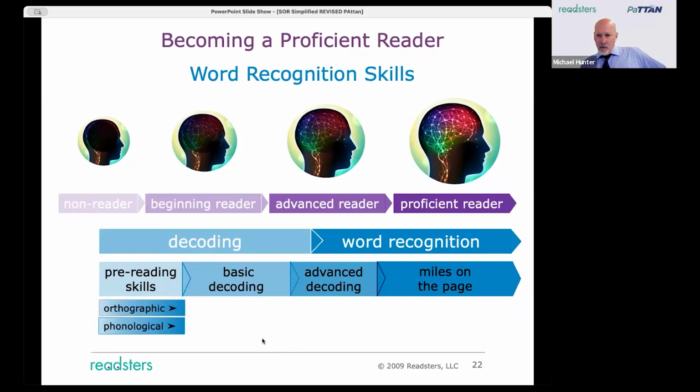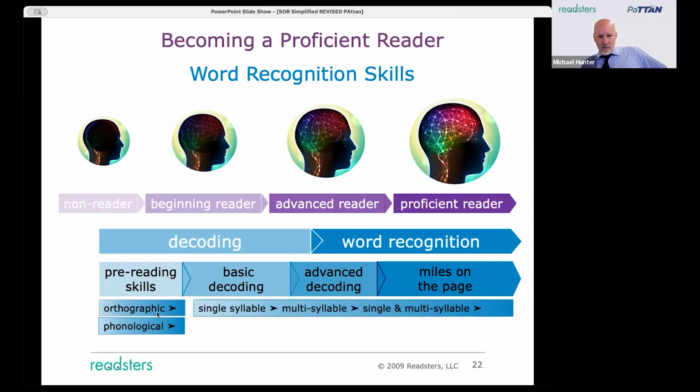So breaking this down a little bit further, we know that pre-reading skills also conveniently fall into two major domains: the orthographic, which is the print realm, the visual, and the phonological, which is the sound, the speech sounds. Those are the two domains that are going to make up our pre-reading skills, and I'm going to define that a little bit further for you. But both of those need to be established to a certain point in order for decoding instruction to begin.